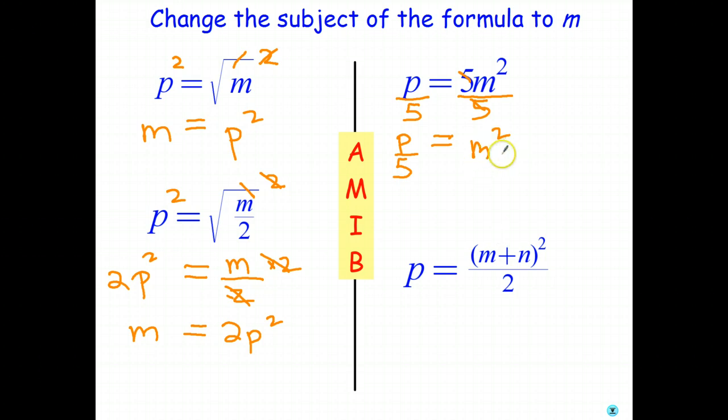Okay, the final step is we have to get rid of the squaring. Again, the inverse operation of squaring is taking the square root. So I take the square root of m squared, and I take the square root of p over 5. The squaring and the square root will cancel out, and all I'm left with is just the m, which I'll write on the left, and what it equals, which is the square root of p over 5, on the right.